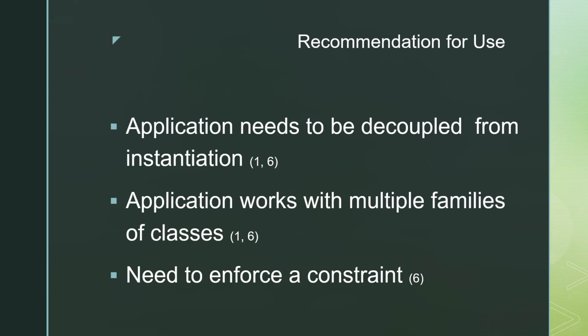However, there are times when there is a recommendation to use abstract factory design. The first is when the application needs to be decoupled from instantiation and you would like to have those separated. The second is the application works with multiple families of classes. And the third is when you need to enforce a constraint, as we saw earlier with our example, that every class had to have the connect device and retrieve data methods inside of it, and that was enforced by implementing the interface.